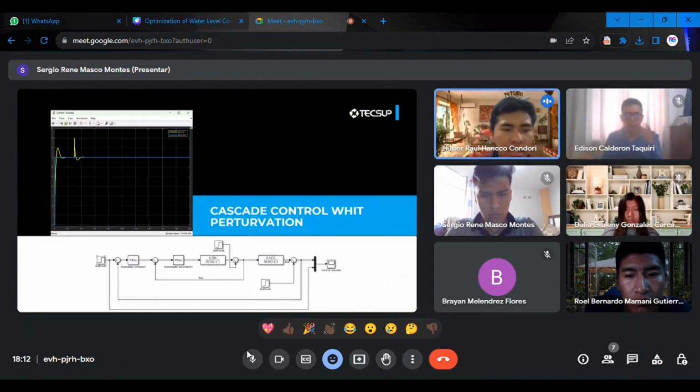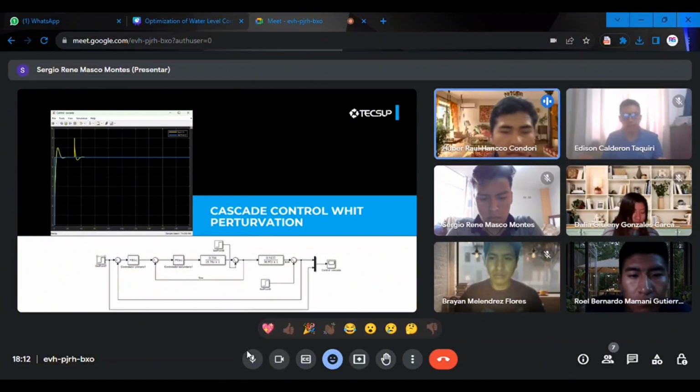Okay, in this case we apply the perturbation in the process level. The perturbation with the flow does not affect the principal variable, in this case level. This is the cascade control, and the perturbation in the secondary would affect the principal variable, in this case the level loop, no? But this case did not occur because the process is slower.